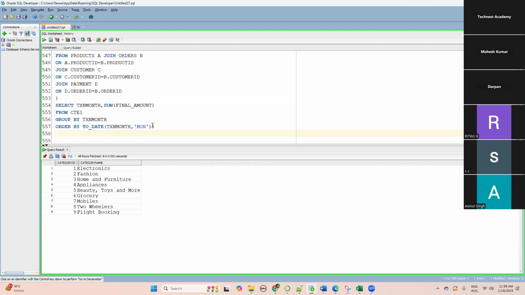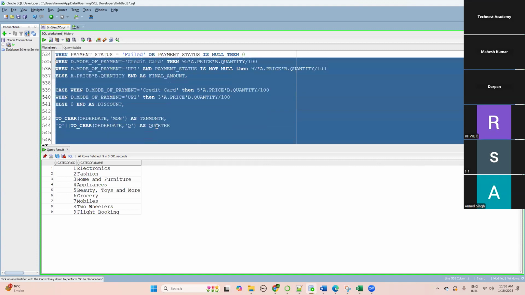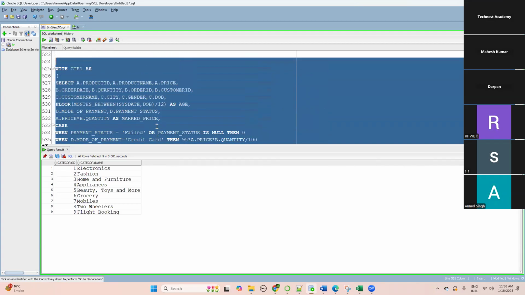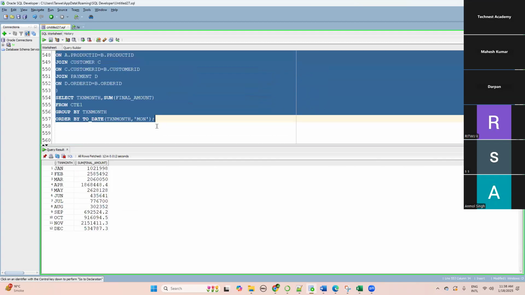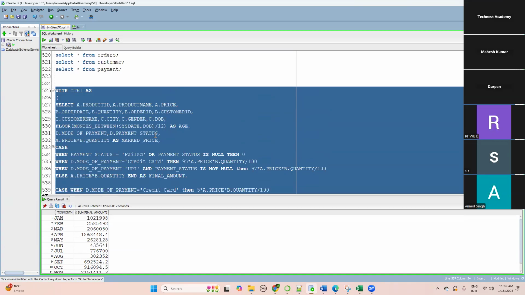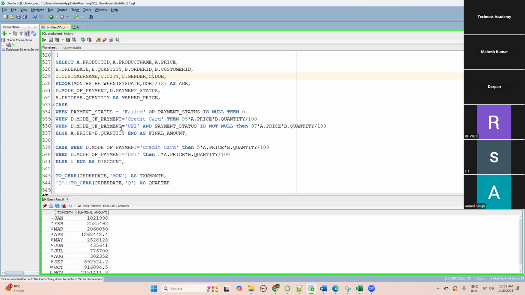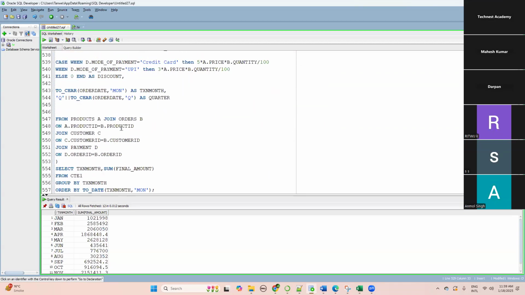So this was the query to find the total revenue monthly wise. Okay, so let me execute this. And here you can find, this is giving you the total revenue monthly wise. We have discussed this. Already I have covered this, but let me quickly explain this query.